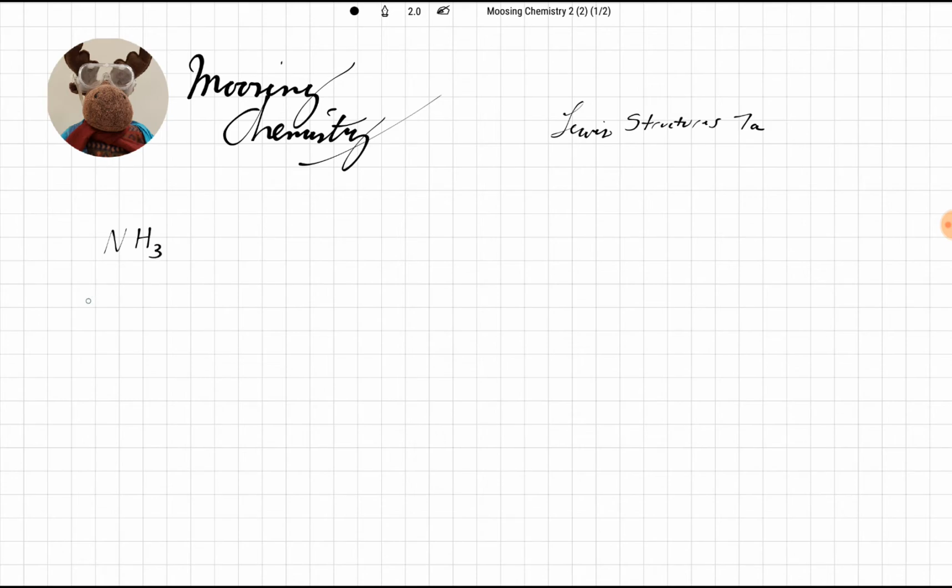NH3. Well, N is in group 15, so it's 1 times 5 electrons, and H is 3 times 1 electron. Remember that N is in group 15, so it's going to have 5 valence electrons. We'll get rid of that 1 there because we don't need it. And of course, hydrogen is in group 1, and it only has 1 valence electron. All right, so now let's set this up here.